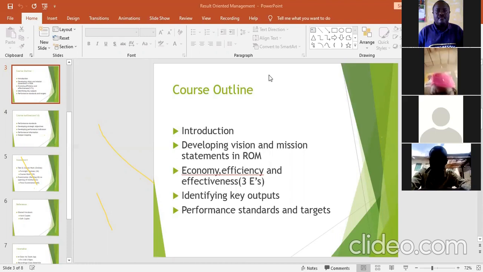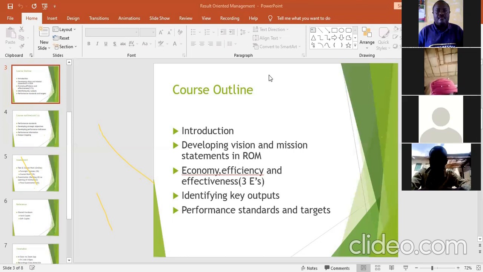ROM is an abbreviation of result-oriented management. But because of modernity, we are allowed to abbreviate only when we are studying. In test exams, you write it in full. So, barriers or challenges to the introduction of ROM. Number one, resistance to change.